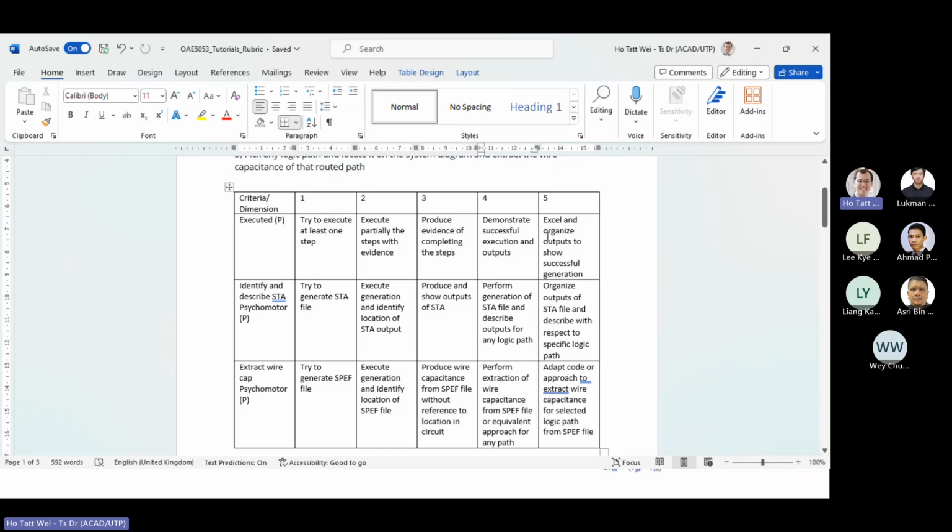And if you actually organize the outputs, you explain this is the output, these are all the steps and stuff like that. What is the meaning of each step? What's the purpose? That's going to be a 5.